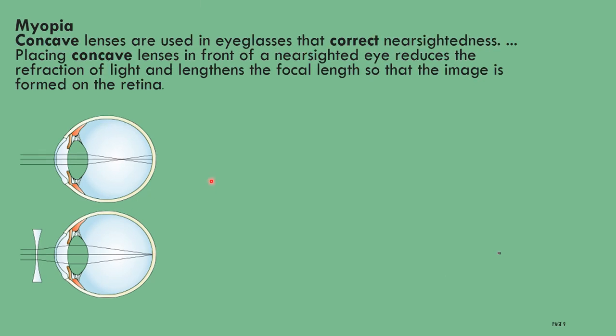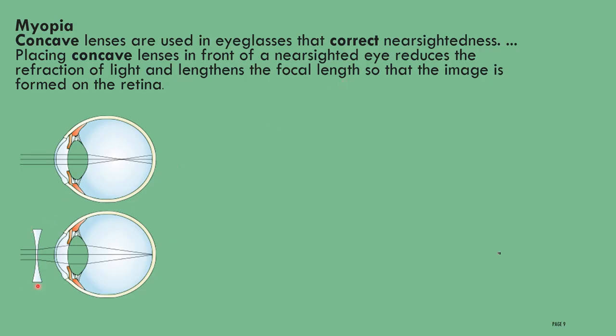Here we will discuss why in the myopia eye we use only the concave lens. What is the reason? Concave lenses are used in eyeglasses that correct nearsightedness or myopia. Placing a concave lens in front of a nearsighted eye reduces the refraction of light and lengthens the focal length so that the image is formed on the retina. These two points are very important. Why do we use only the concave lens? Because it will decrease the refraction of light and also increase the focal length.